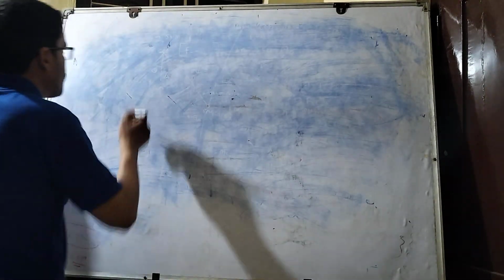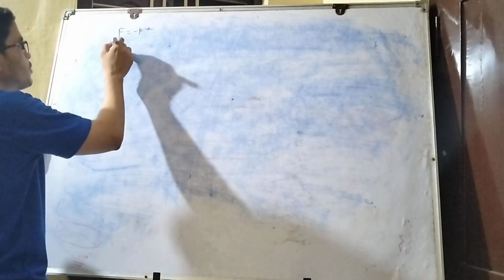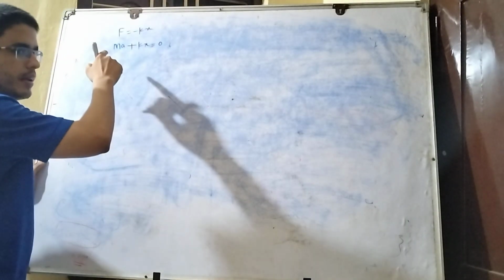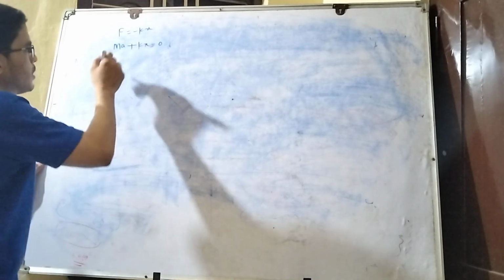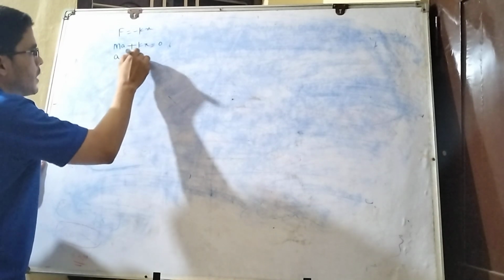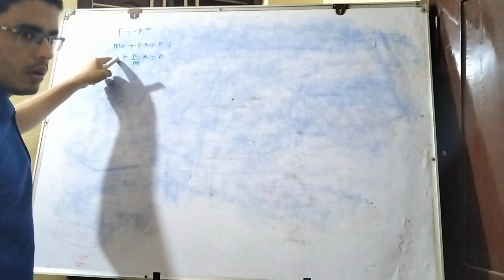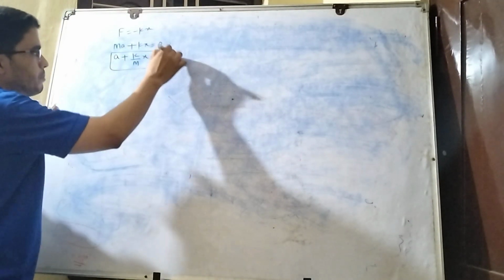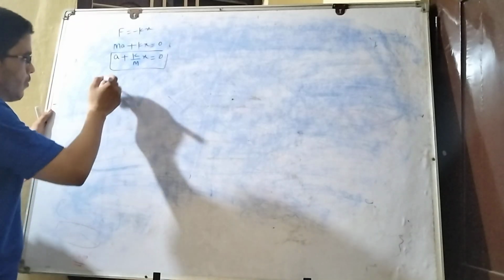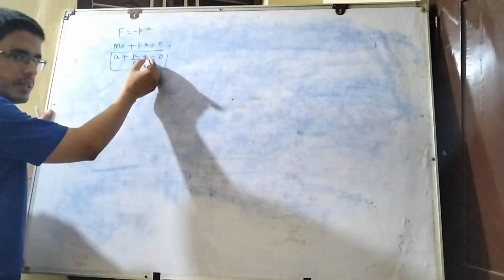I told you F equals minus k into x, right? And F equals m into a, so ma plus kx equals 0. Can we divide by m in both terms? Yes. So we get a plus k by m into x equals 0, where I divided by m everywhere, so m a by m cancels out to a. This is the simple harmonic motion formula.